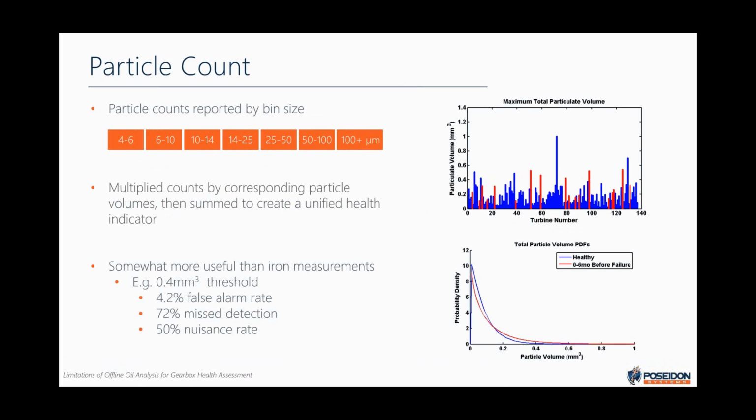Below the chart at the top there is the data fit to a PDF, which also shows that the probability of a turbine being healthy or faulty at any given total particle volume from these offline tests is almost exactly equal, which can be seen from them essentially overlapping.